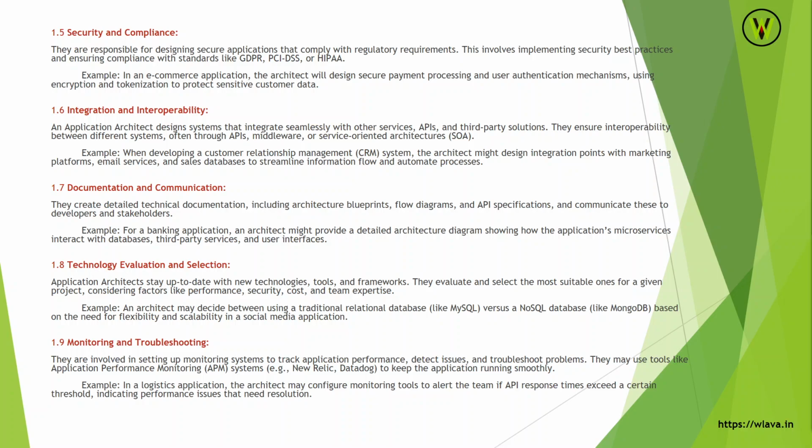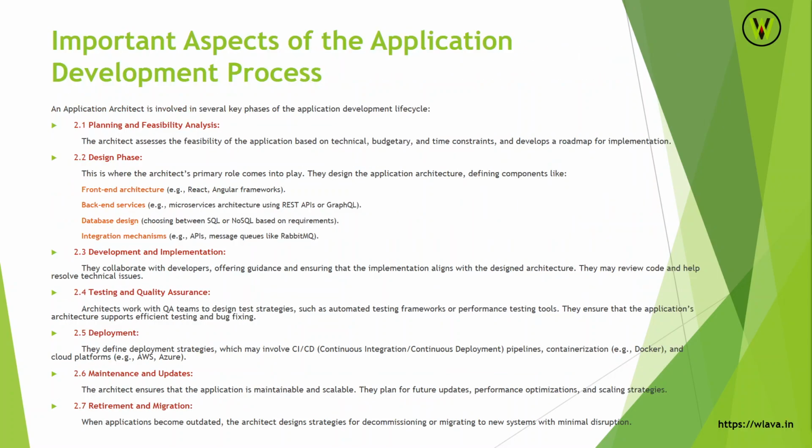1.9 Monitoring and troubleshooting. They are involved in setting up monitoring systems to track application performance, detect issues, and troubleshoot problems. They may use tools like application performance monitoring, APM, systems, for example, New Relic, Datadog, to keep the application running smoothly. Example: in a logistics application, the architect may configure monitoring tools to alert the team if API response times exceed a certain threshold, indicating performance issues that need resolution.